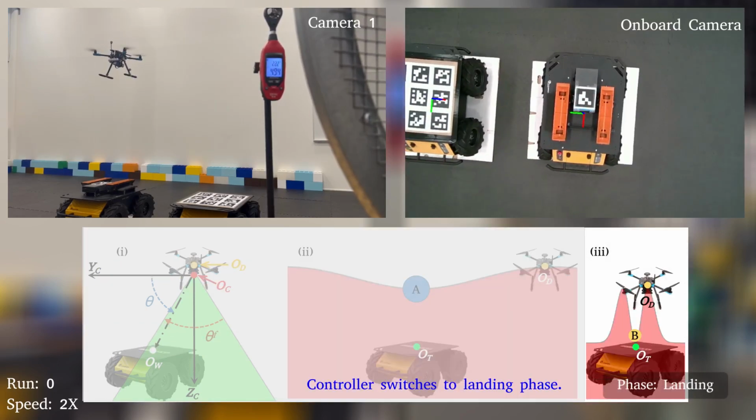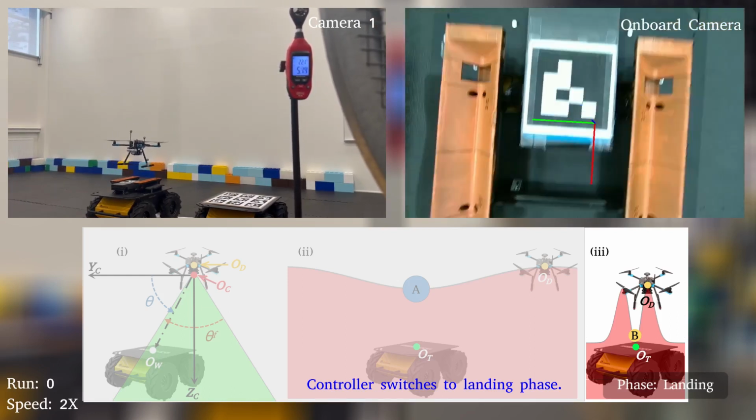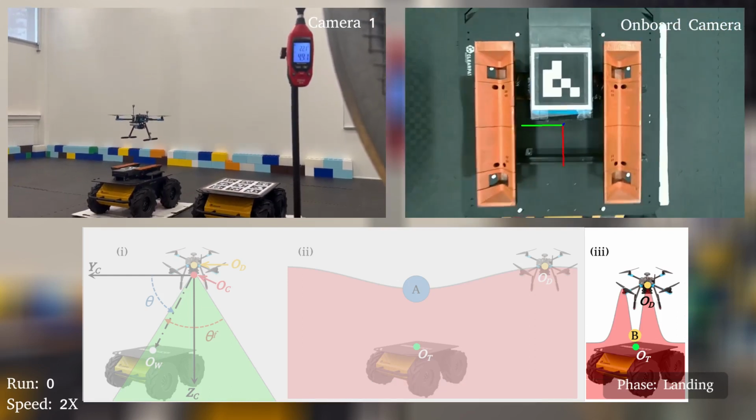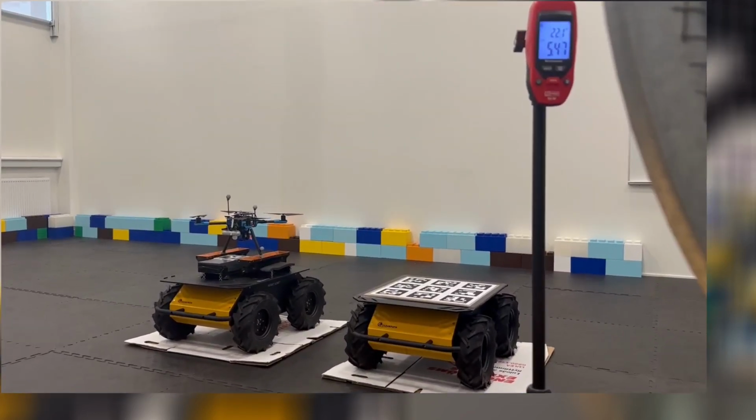The controller switches to the landing phase when the UAV is inside the focus region A and the yaw is aligned. The CBF parameters are modified using the chosen landing region B and the position of the UAV. Even in the presence of disturbance, the UAV performs landing successfully.